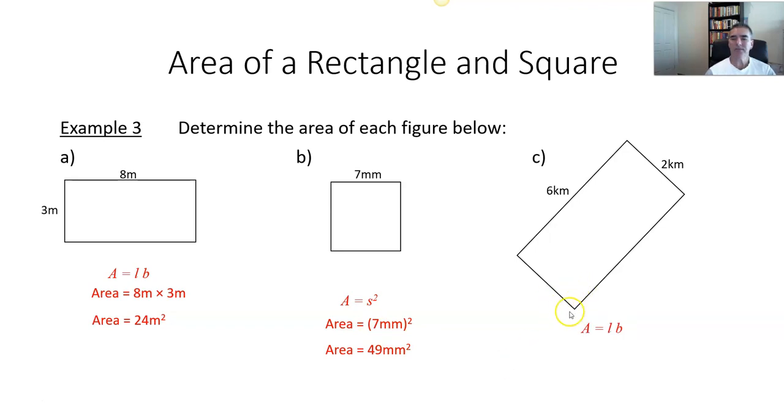Okay, another rectangle, length times breadth. So our length is 6 kilometers, our width is 2 kilometers, and it doesn't matter that I've rotated the rectangle around. And we just go length times breadth, and we get 12 square kilometers.